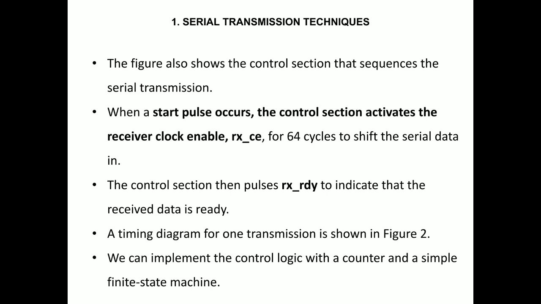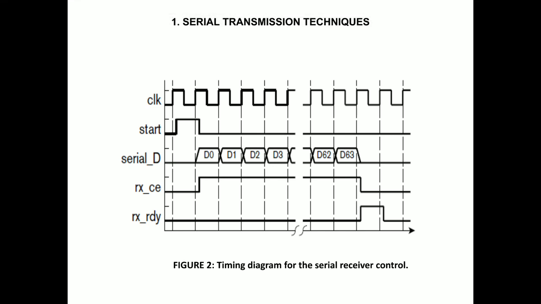Once this is enabled, the 64-bit data will be transferred from the transmitter end to the receiver end, and once the data are completely received, the RX RDY signal will acknowledge that the data are received successfully. This is the waveform of the 64-bit data transmission example, for the serial receiver controller.